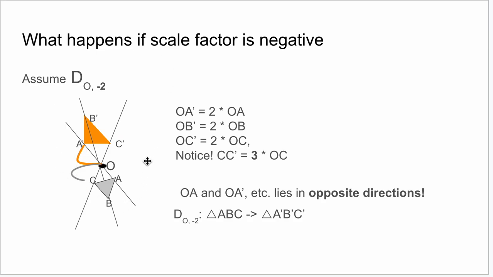Now we can see that if the scale factor is negative 2, then OA prime to OA will be 2 over 1. Will be 2 over 1. But let's see.